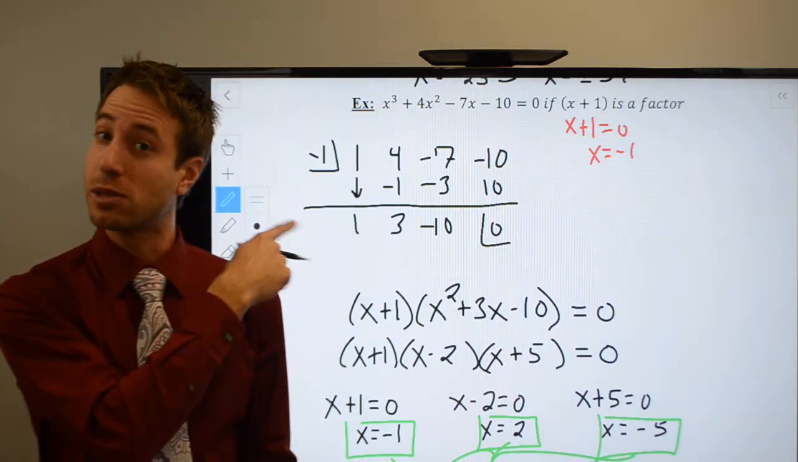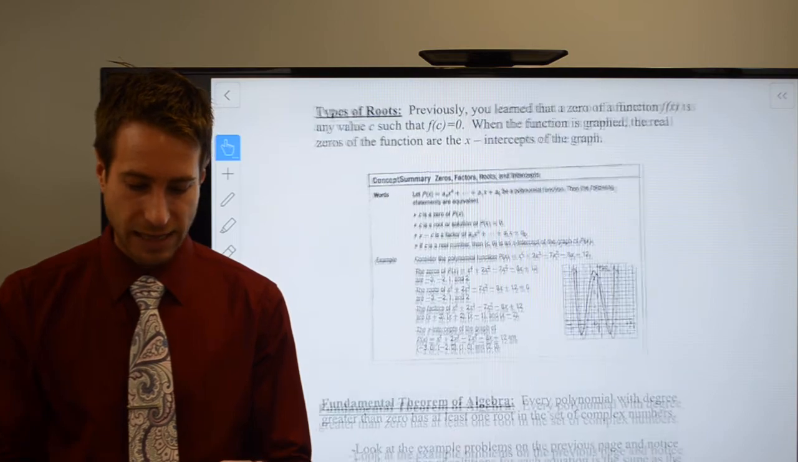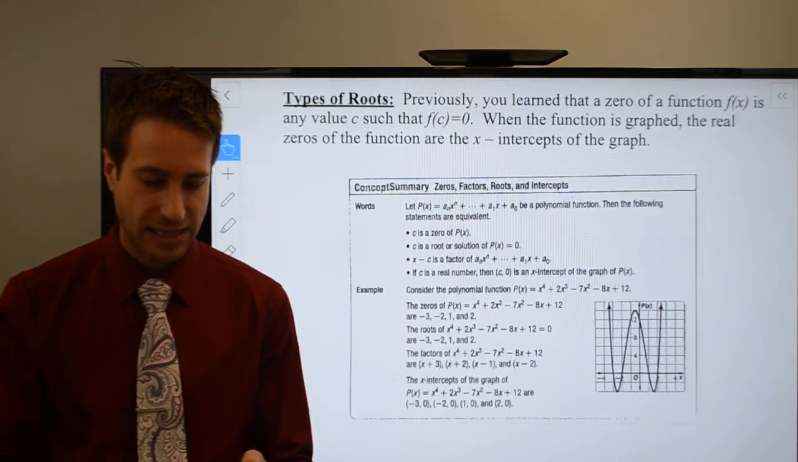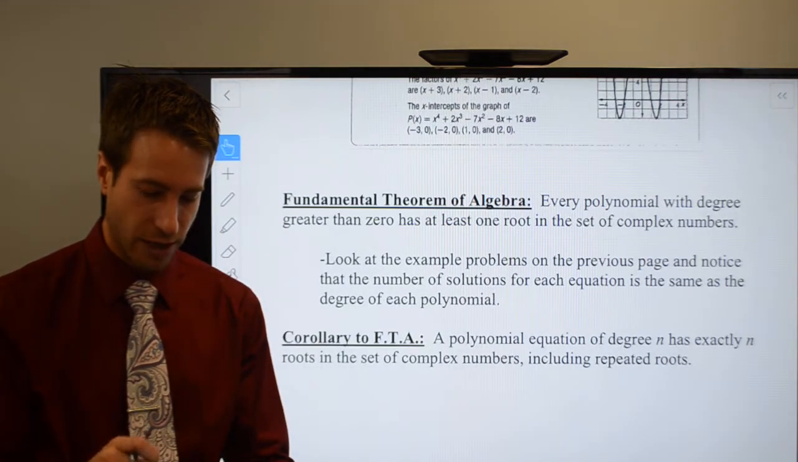All right, having just mentioned the fundamental theorem of algebra, here it is one more time for you guys. I've got it all written out as its definition. The fundamental theorem of algebra, I apologize, hold up, let me slide up. There it is right there.